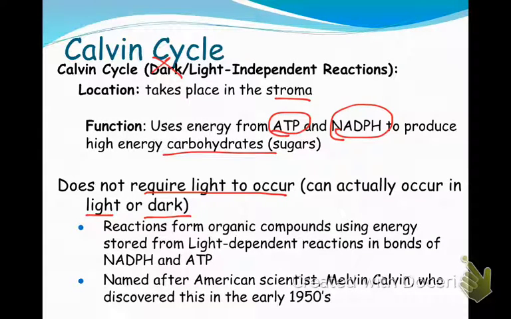It is an extremely complicated process. They're still studying all of the chemical reactions in the Calvin cycle. Just know that this cycle is 90% efficient in trapping the energy that's released from the breakdown of the chemical bonds and putting it into glucose molecules. So it's extremely efficient. It's pretty amazing.